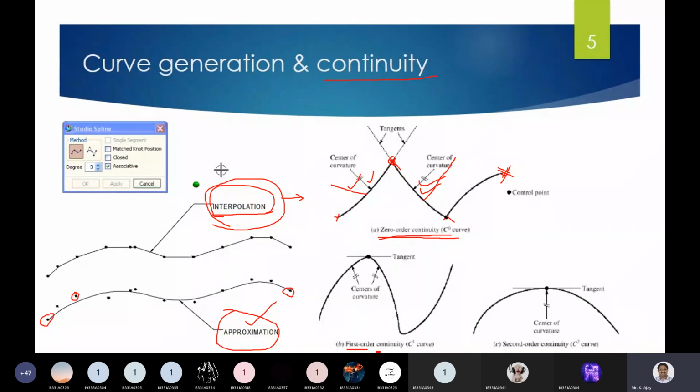If you go with first order continuity, which is also called a C1 curve. A C0 curve means it would be like this. C1 curve means not only the first segment, second segment and third segment are connected, but also their tangents are matched. For example, the first and second segments do have a common tangent at their common point. For example, the common point between these two segments is this point.